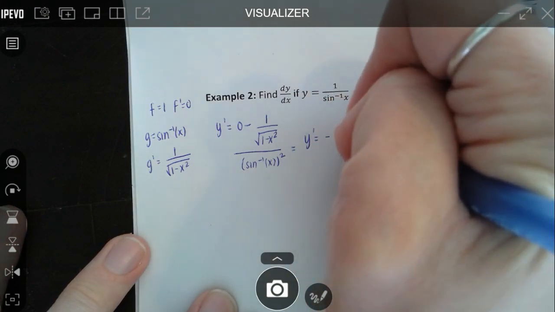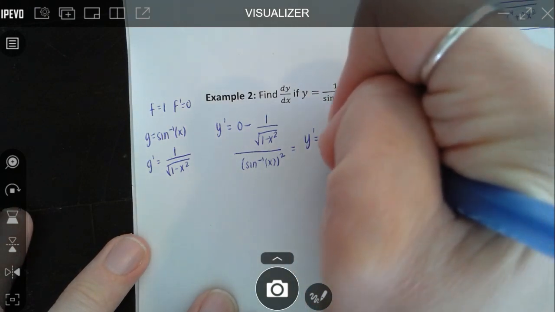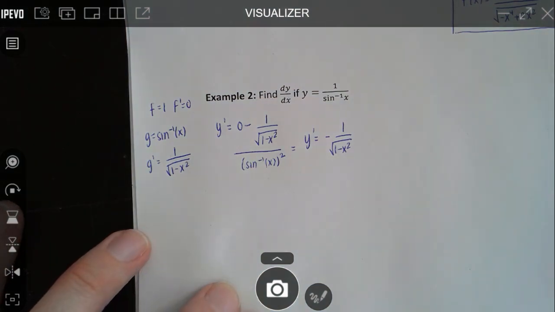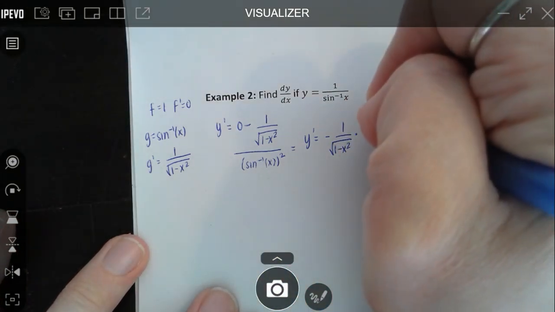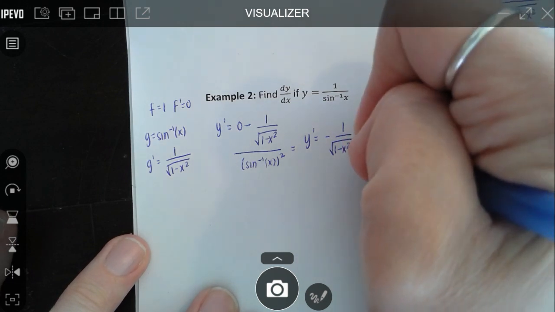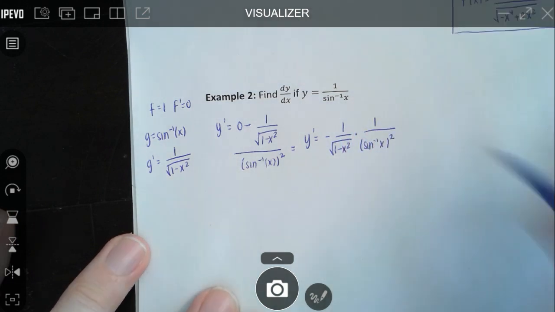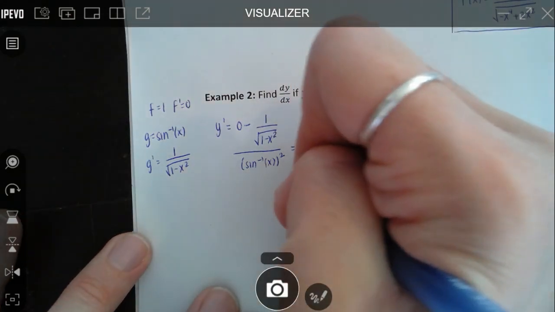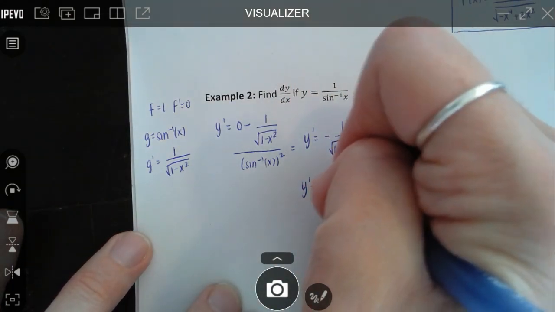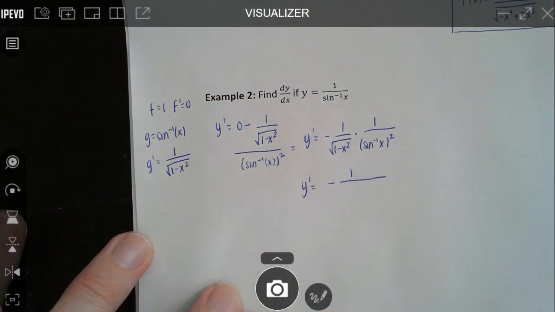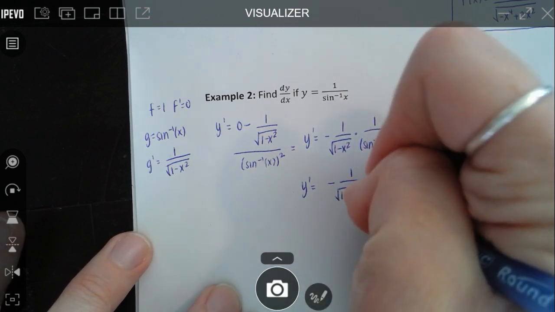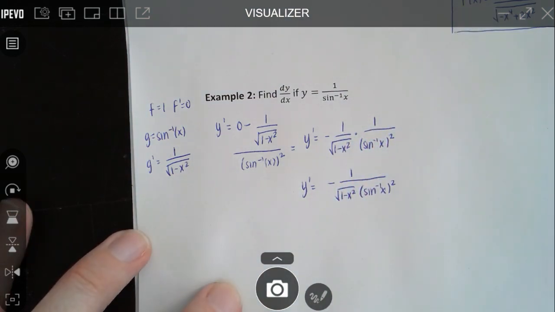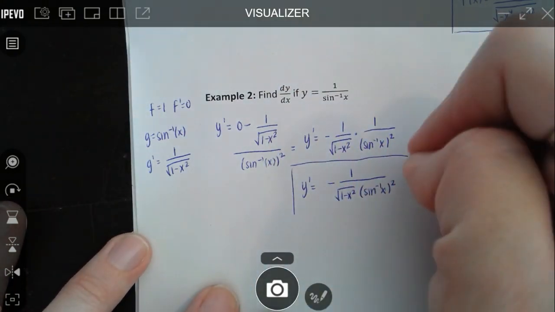So if I do my keep change flip thing, numerator is -1 over the square root of 1 minus x squared. I'm dividing that by this over 1 technically, so when I do that keep change flip, I'm multiplying by 1 over the inverse sine of x squared. And when I combine those into one fraction, it's going to give me a -1 in the numerator. And then I'm going to have these two quantities being multiplied together in the denominator. So square root of 1 minus x squared times the quantity of inverse sine squared. So that's one way to go about doing this.